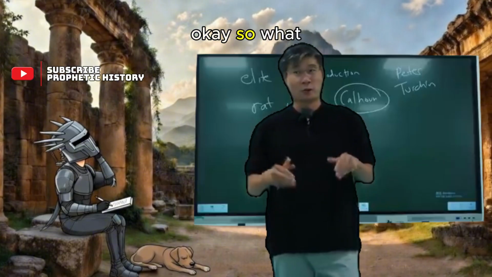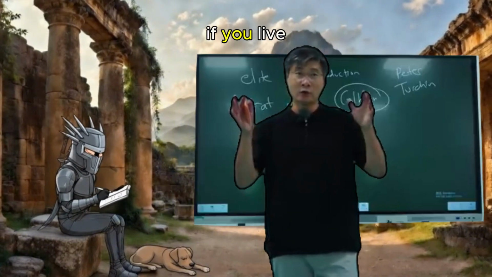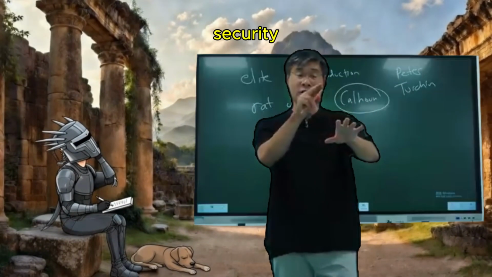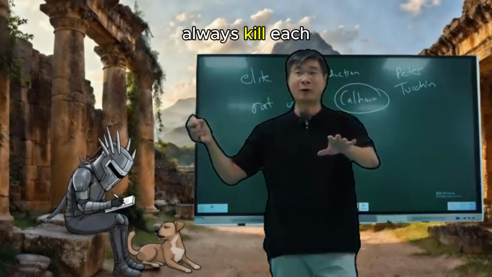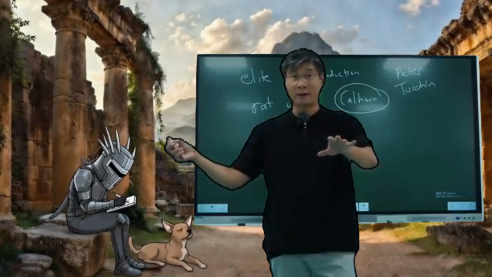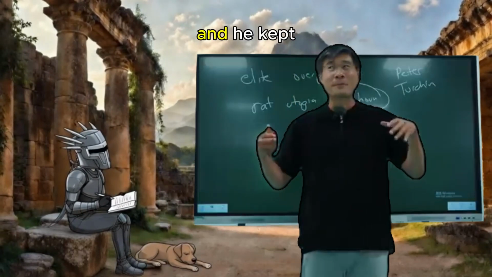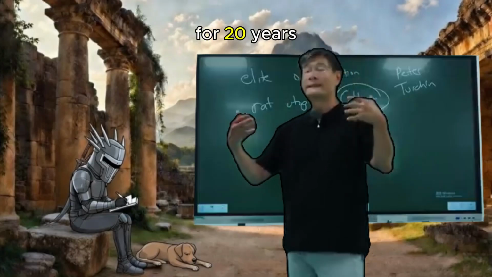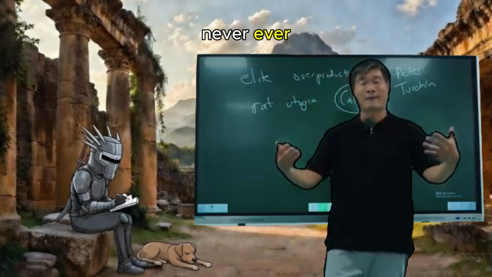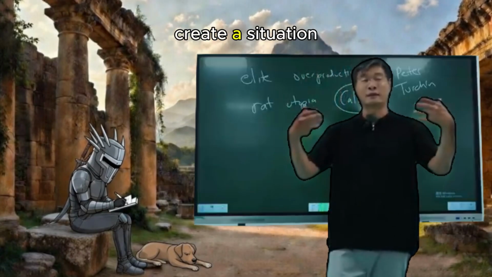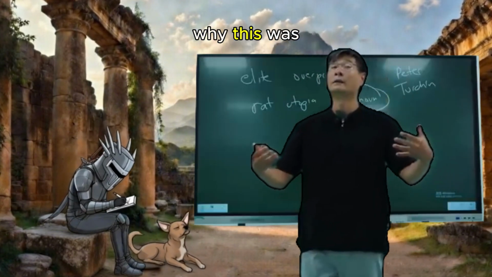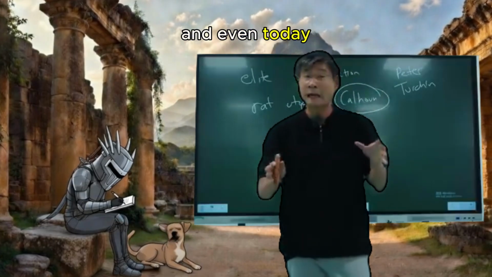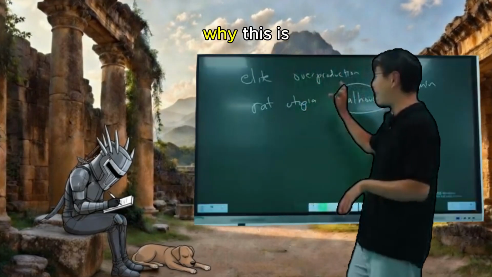Okay? So what he discovered is, if you live in a world of abundance and security, the end result is the rats always kill each other. And he kept on doing this for 20 years. And he could never, ever create a situation in which the rats lived peacefully. And he could never figure out why this was the case. And even today, there's a huge debate as to why this is the case.